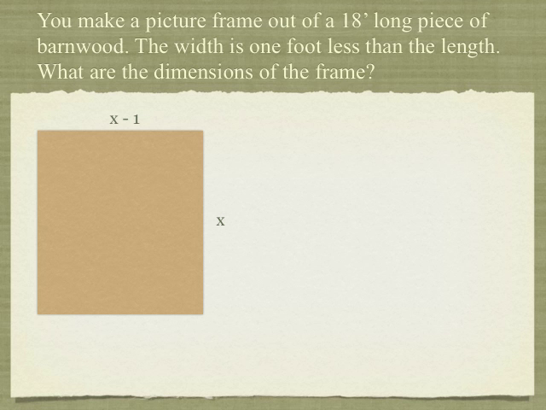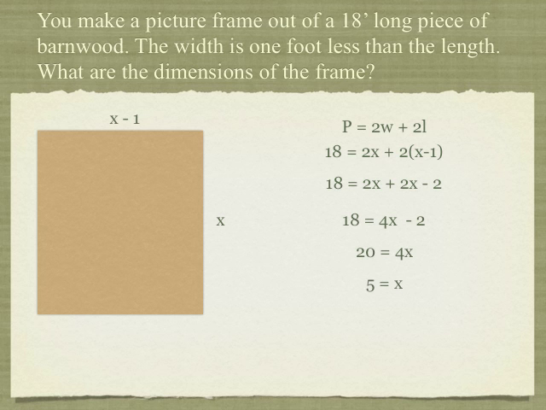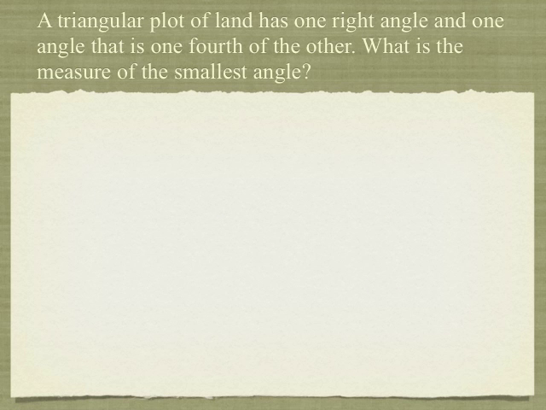What do I know? Okay, well, I know that I made this picture frame out of an 18-foot long piece of barnwood. We're going to assume that we used the whole thing. It doesn't say that, but we kind of have to assume something. So we're going to say my perimeter is 18 because I used all the barnwood. It's equal to 2 times the width plus 2 times the length. Distribute. Combine like terms. Variables on one side, numbers on the other. Dividing is my very, very, very last step. So I get x equals 5. So my length is 5 feet and my width is 4 feet. Those are my dimensions. Okay, next one.